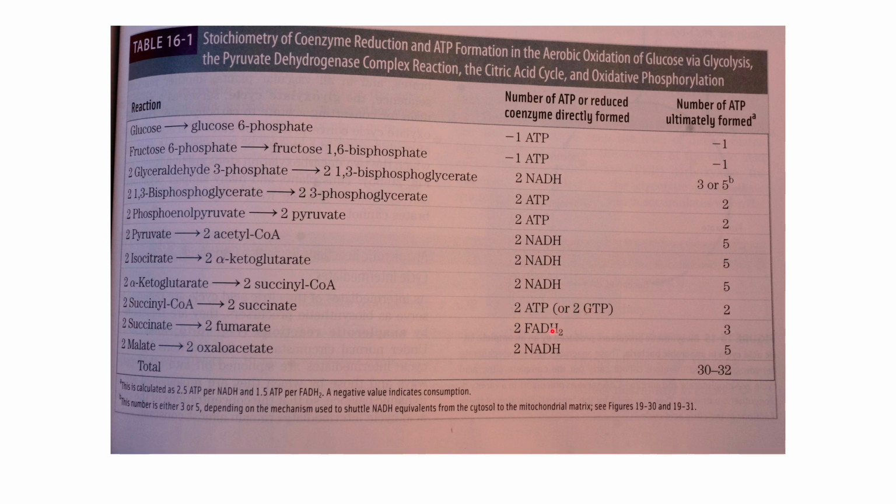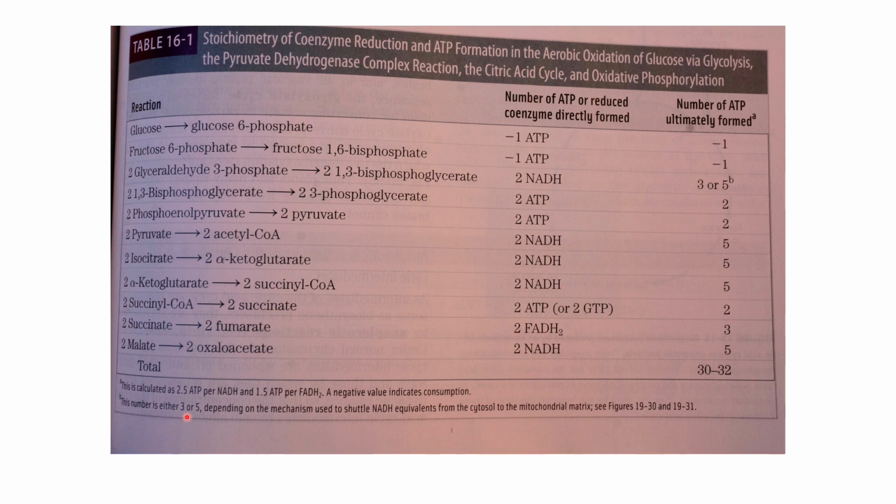Succinate to fumarate is 2 FADH2, and 2 NADHs are formed from malate to oxaloacetate. So when you add and subtract the ATPs, you get a net of 30 to 32 ATPs per glucose. Again, I rounded it off badly, but it's 2.5 ATPs per NADH and 1.5 ATPs per FADH2. Not quite 3 and 2, but you can round up for that.